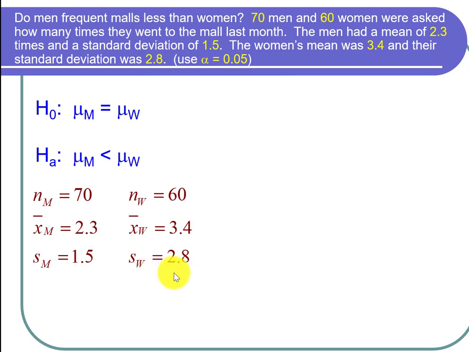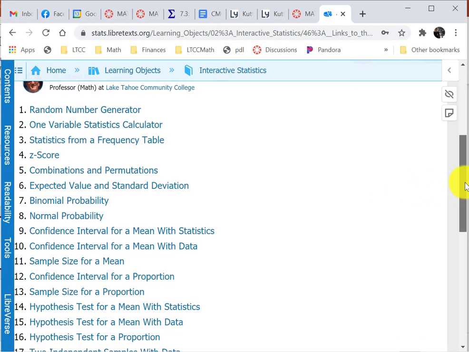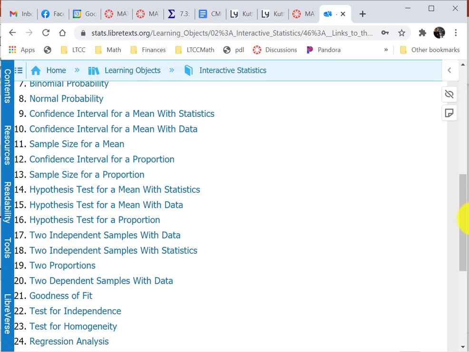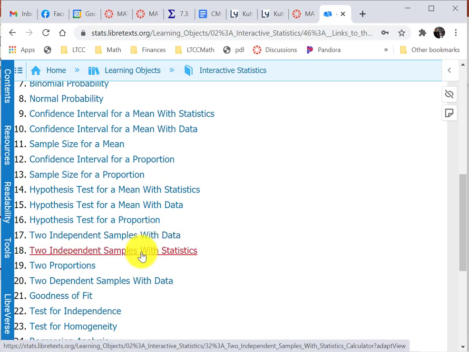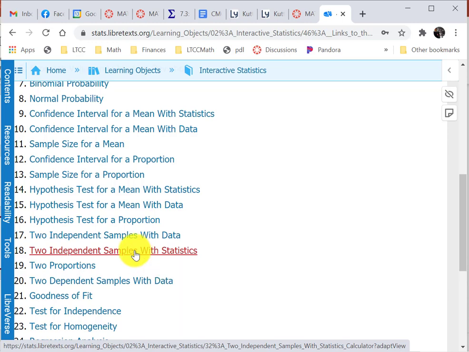Now I'm ready to go to my calculator. So let's do that. Here's the calculator. I'm going to scroll down a little bit because I want a hypothesis test for the difference between two means, because I'm comparing two means. And I have statistics to work with. It's not a data set, I was given statistics. Also, the men and women were not paired or anything. There's a group of men and a group of women that were asked. They're independent of each other. So I have two independent samples with statistics, because I have the mean and the standard deviation. So I click on that.